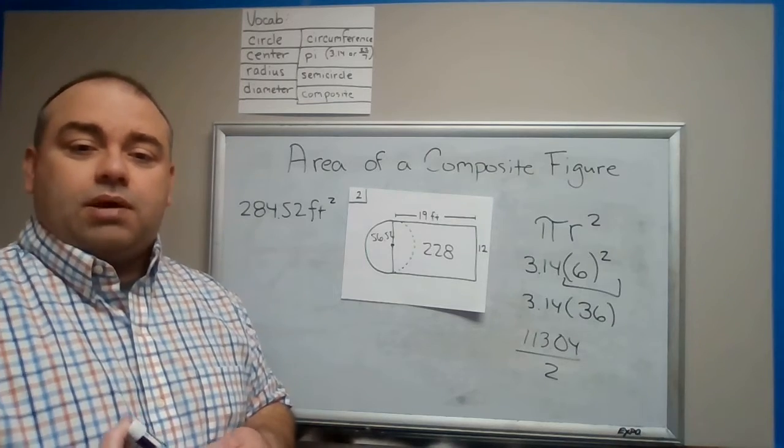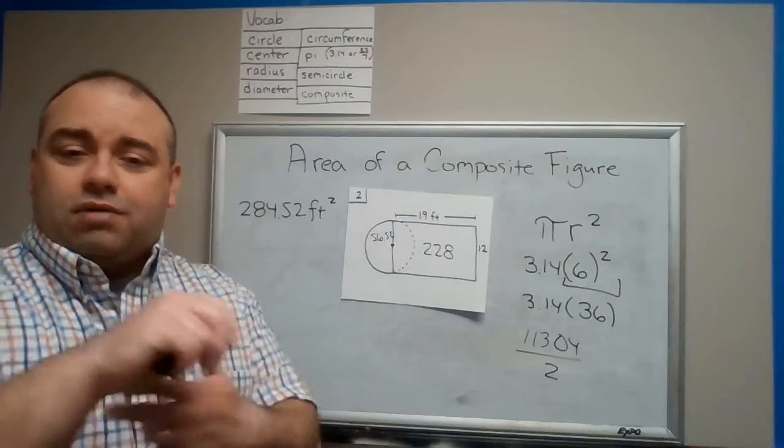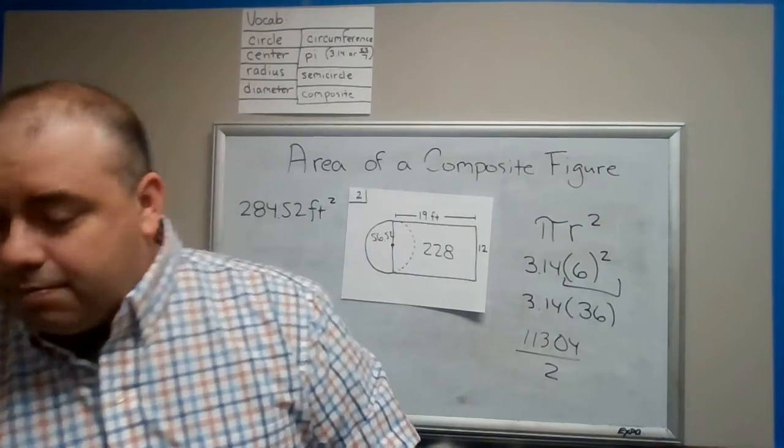So this would be a composite figure made up of more than one. Sometimes they'll give you a grid. Sometimes they won't. This had no grid. You could just solve it. You could split it up. If you really want to cut it out, you can redraw it. However you need to do it to make it work for you. So this would be area of a composite figure.